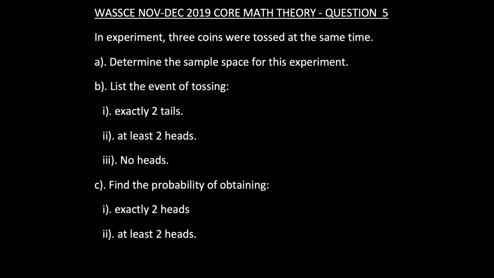B. List the event of tossing: i. Exactly 2 tails. ii. At least 2 heads. iii. No heads. C. Find the probability of obtaining: i. Exactly 2 heads. ii. At least 2 heads.